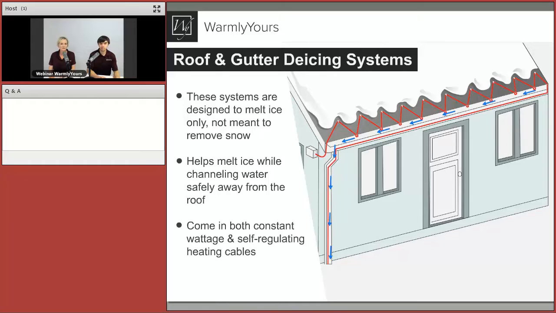Excellent. So what I'm seeing here is the red is an indicator that that's the heating cable. That's the heating cable. And then the blue is the actual channel where you're trying to get the water to just travel. Kind of natural flow of that water, of that melting ice that will be happening.